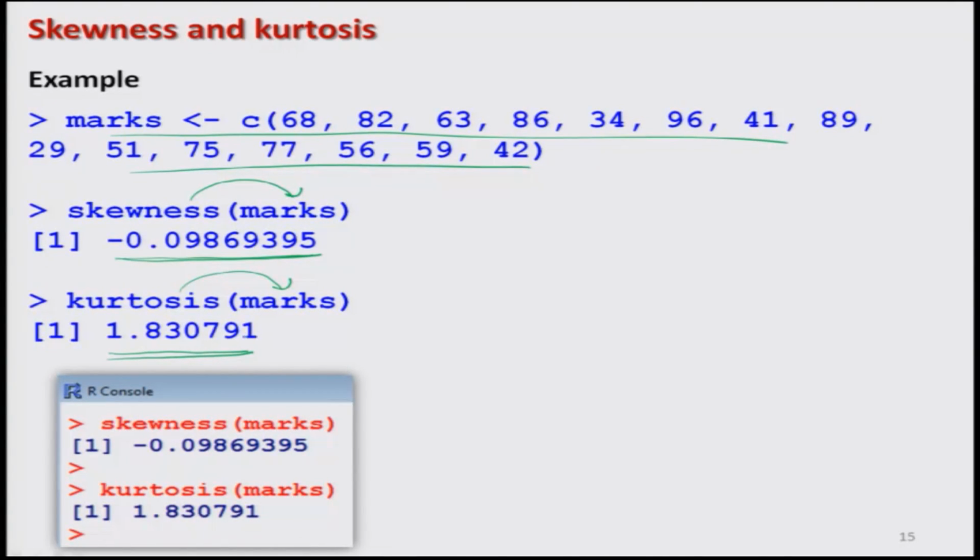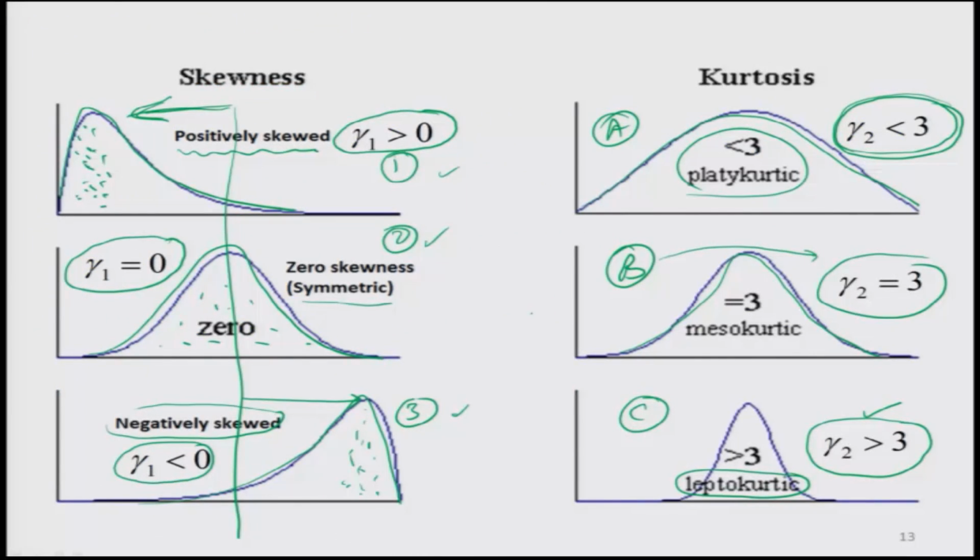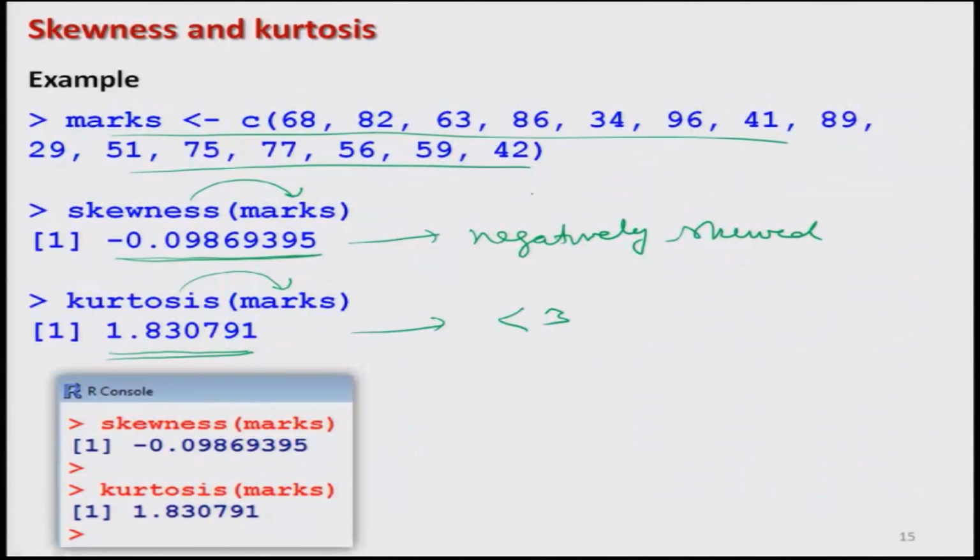So, based on that, what does this mean? This is saying that the data is negatively skewed. And what about this? This is smaller than 3. Smaller than 3 means what? Look here, this is platykurtic. So, I can say that in this case the distribution is platykurtic. And here is the screenshot of the same thing.